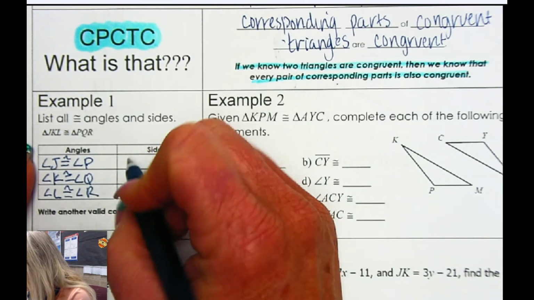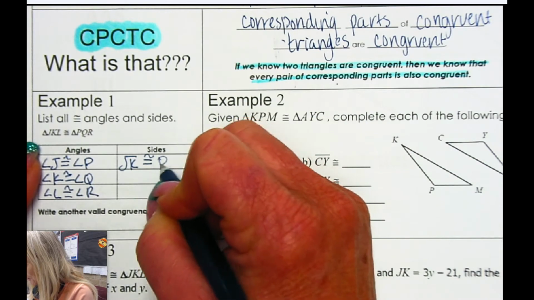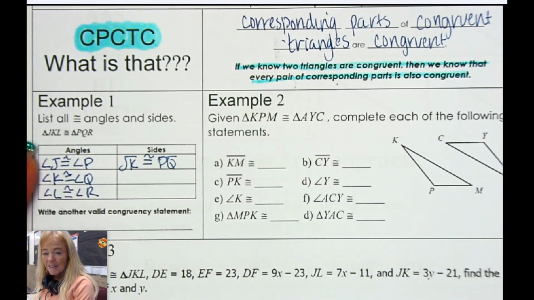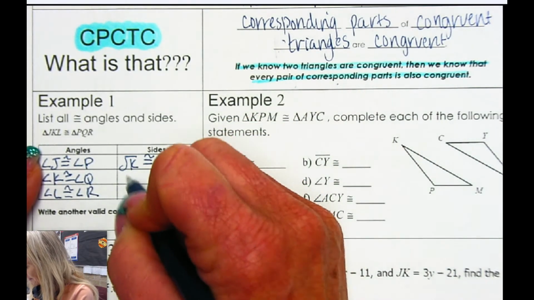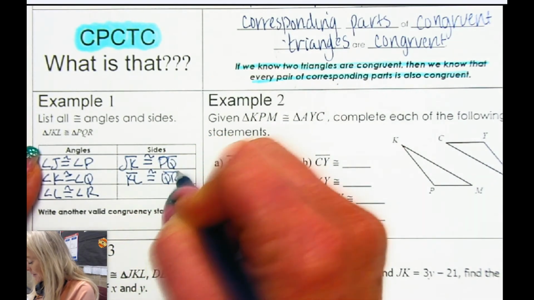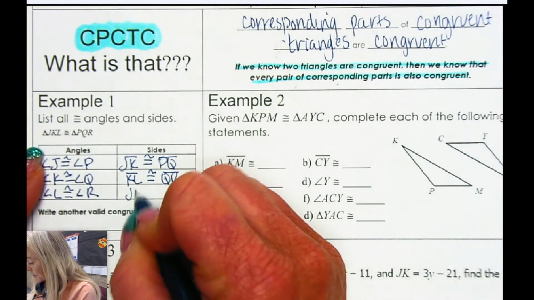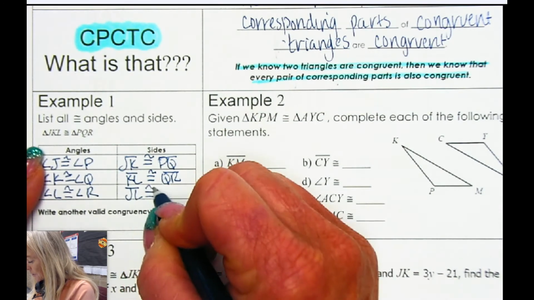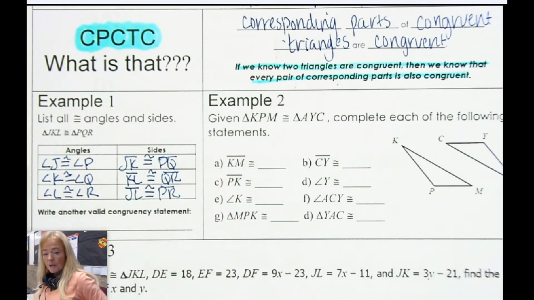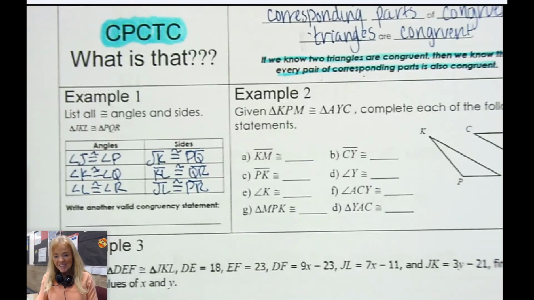And then sides are going to be JK is congruent to PQ. All right, and then KL is congruent to QR. So I've done the first 2 and the last 2, and then we do first and last. So JL is congruent to PR, side PR. And we know that for sure because of that congruency statement.